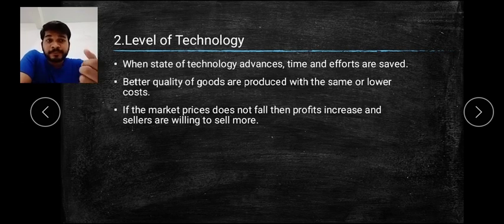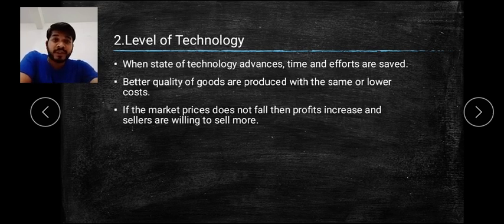So what is happening now? The price is the same, the profit is the same, and you find that now the supply is more. When the supply is more, he will sell more, and when more selling is done, he will get more profit. So this is how profit has increased with the same price, but due to a change in technology.